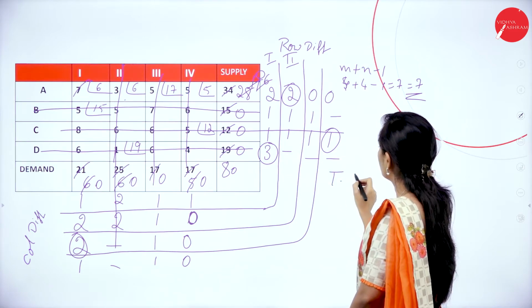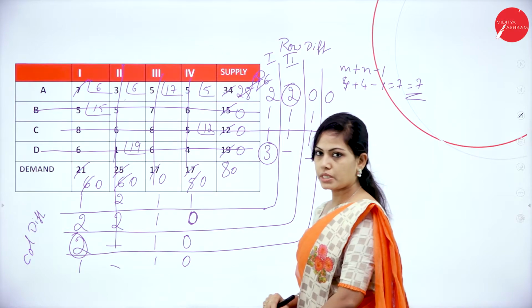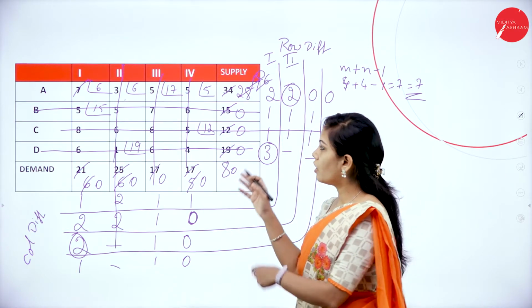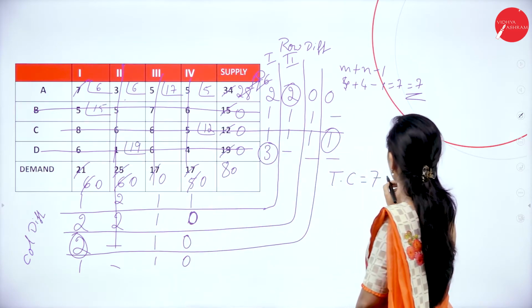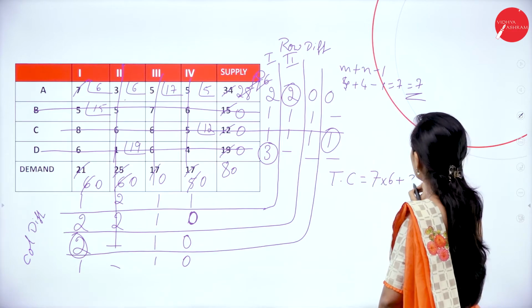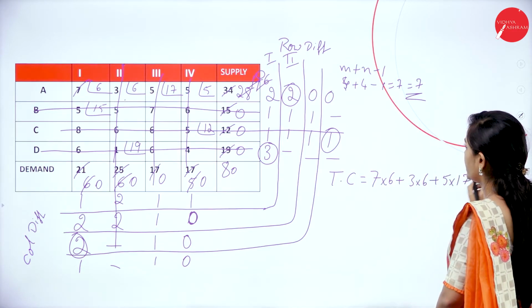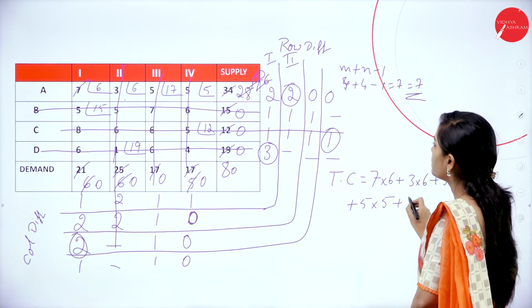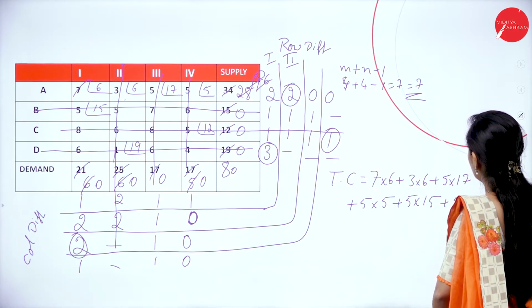Now find out total transportation cost using Vogel's approximation method. How to find the total transportation cost? Just consider all the allocated cells: 7 into 6 plus 3 into 6 plus 5 into 17 plus 5 into 5 plus 5 into 15 plus 5 into 12.